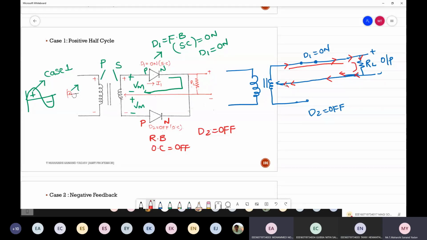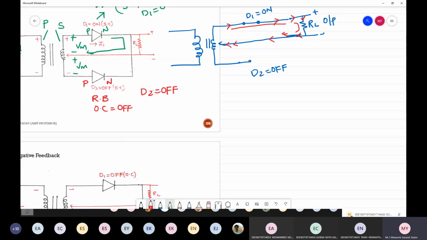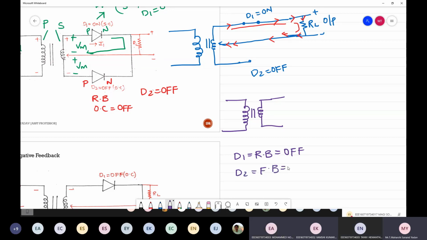Now can anyone tell me for case number 2, you try to apply the negative half cycle and tell me the diagram for the negative half cycle. So this is nothing but step down. D1 will be negative, so reverse bias. Okay, D1 will be reverse bias, which is off or on? Off. Okay. D2 is forward bias, on. So I'm trying to draw the diagram. So here it is off, here it is on.